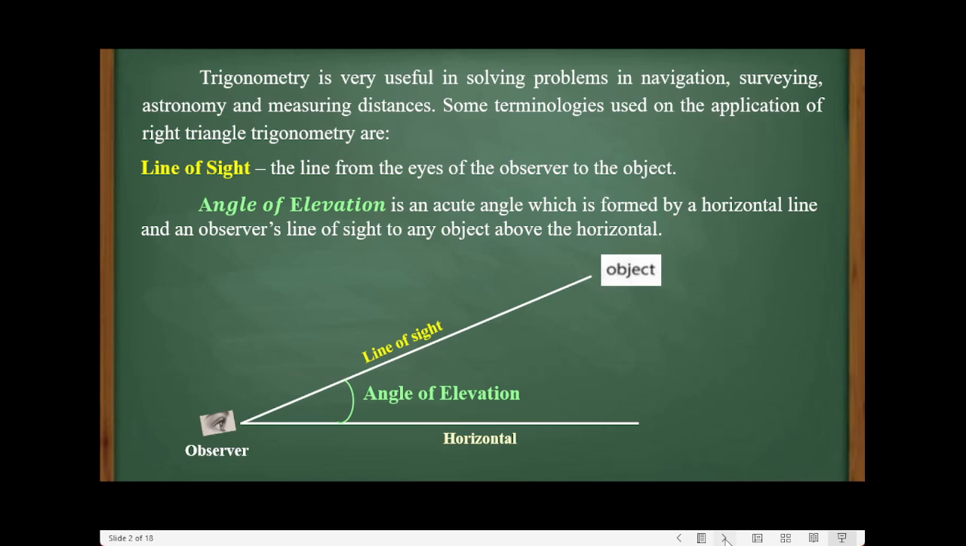So again, angle of elevation is defined as an acute angle which is formed by a horizontal line and an observer's line of sight to any object wherein the object is above the horizontal.